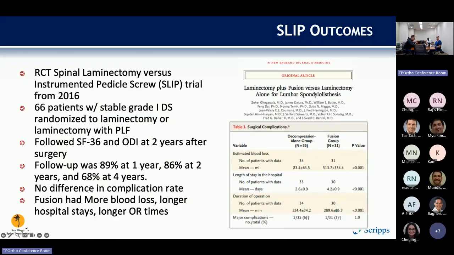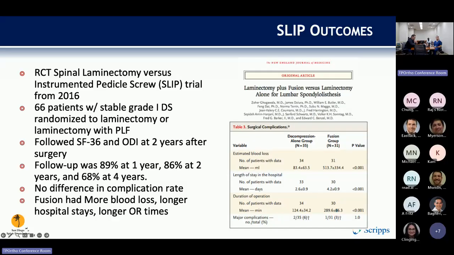Here are some studies that got published in pretty high impact journals. This is the SLIP study. This was a randomized controlled trial published in the New England Journal of Medicine in 2016. One of my mentors always used to say, whenever an orthopedic study gets published in the New England Journal of Medicine, you should probably read it.